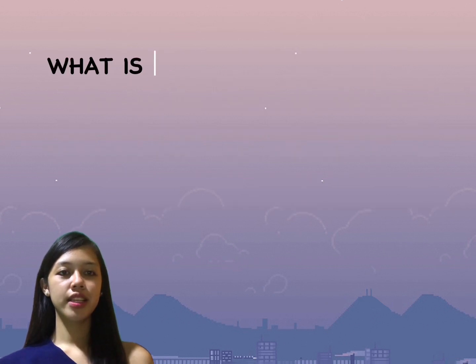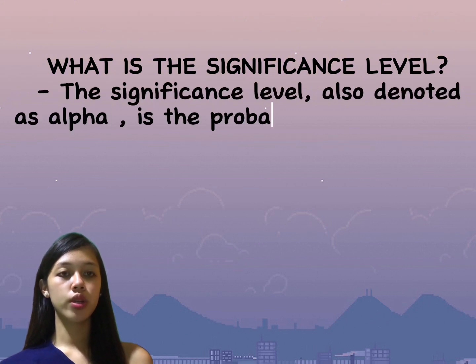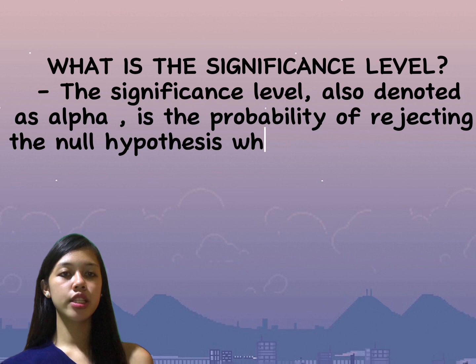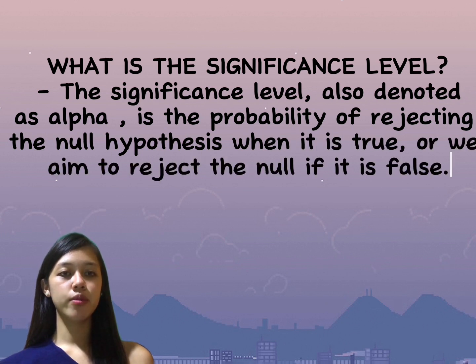What is the significance level? The significance level, also denoted as alpha, is the probability of rejecting the null hypothesis when it is true, or we aim to reject the null if it is false.